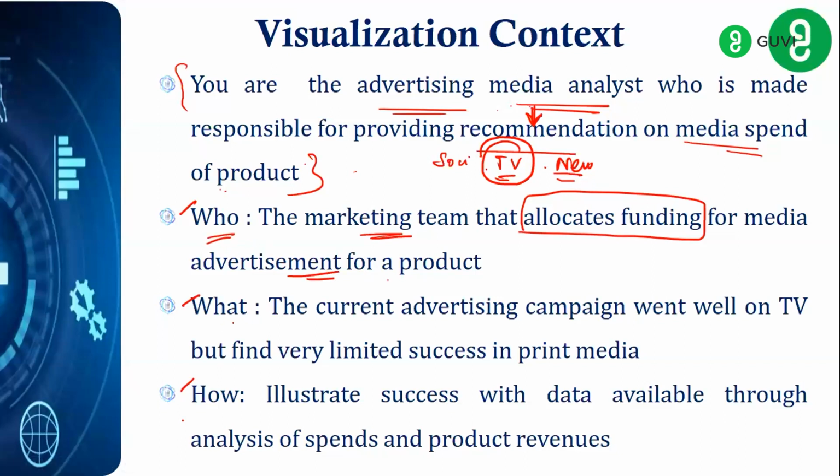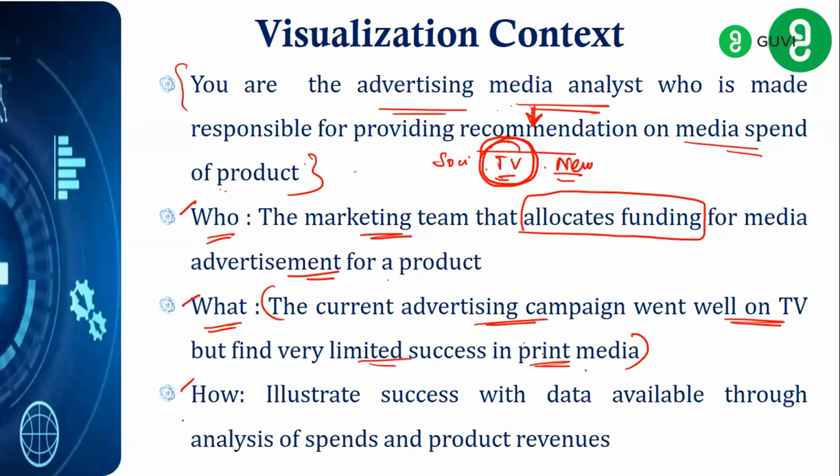And for the same scenario, what is it that the current advertising campaign went well on? This is what you are trying to communicate, right? Because my recommendation is that you spend more fund on TV advertisement. So how do you recommend this kind of decision? For that, you should have some proof, right? You should have some trend analysis. You should have some information in your hand, right? So the current advertising campaign went well on TV, but found very limited success in print media.